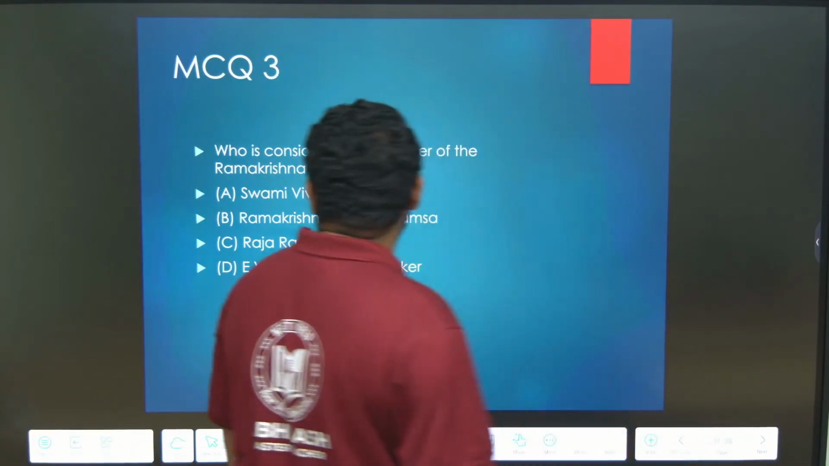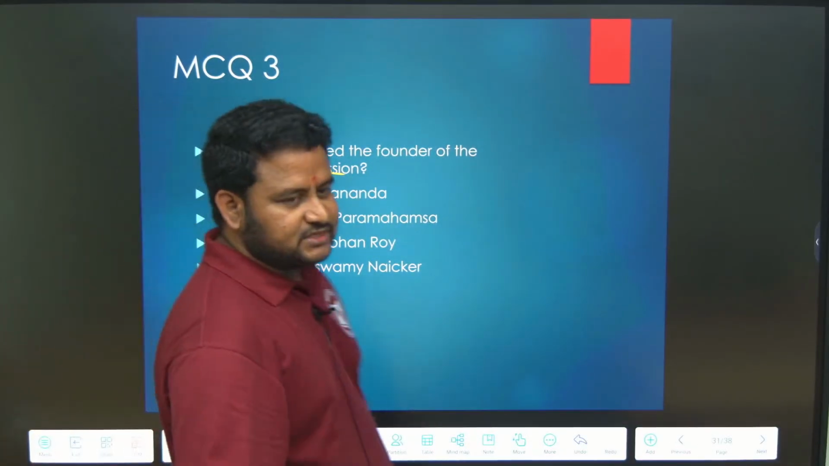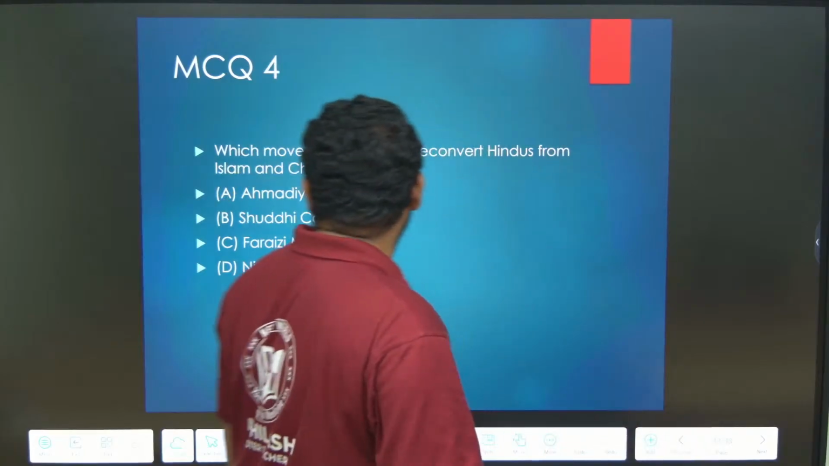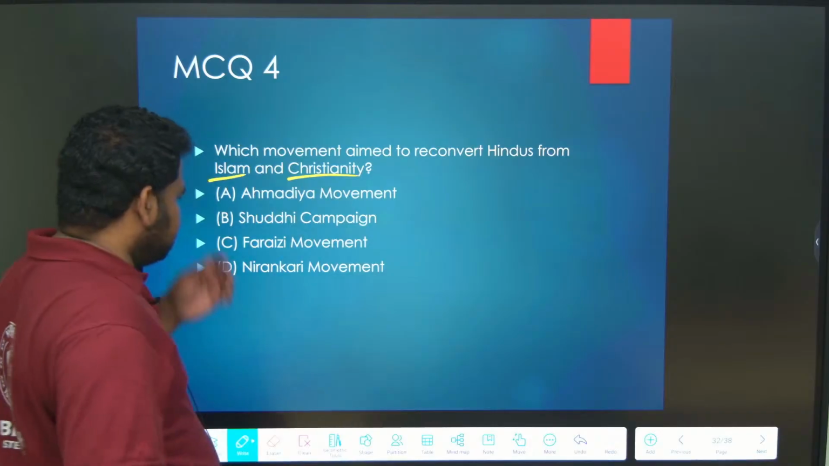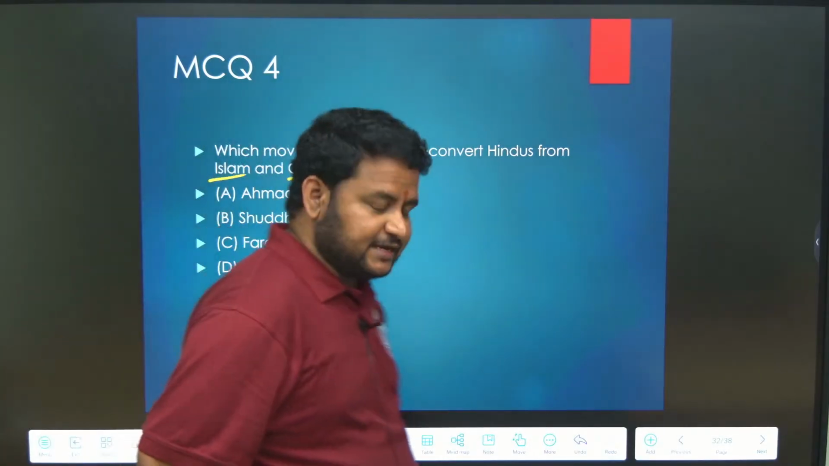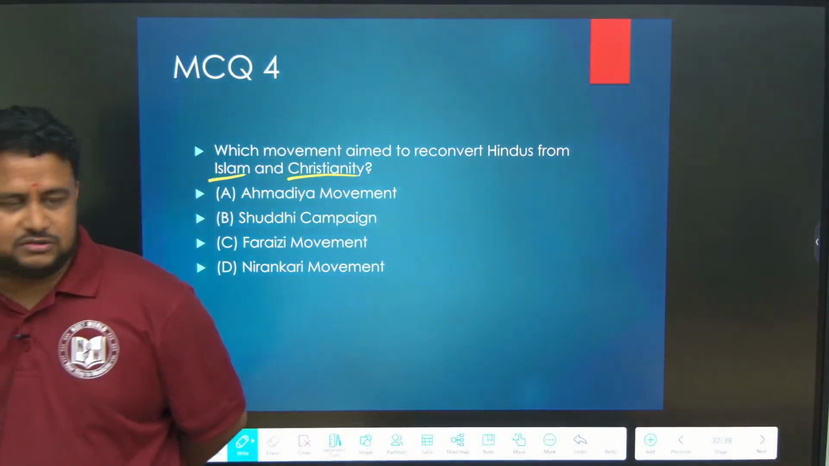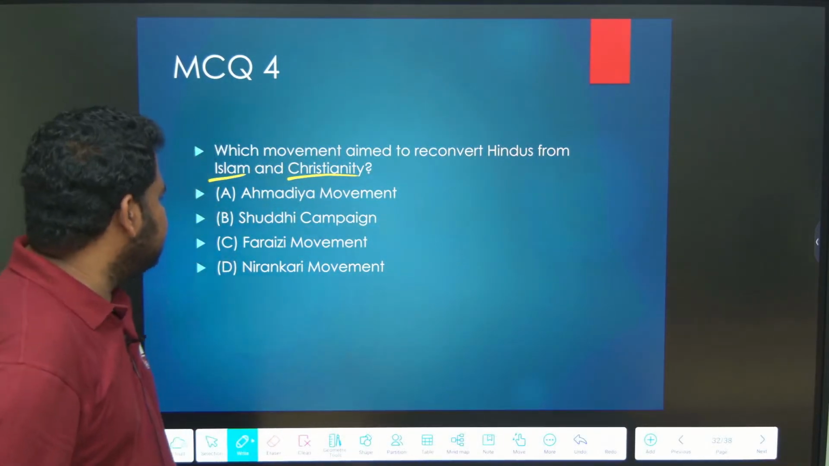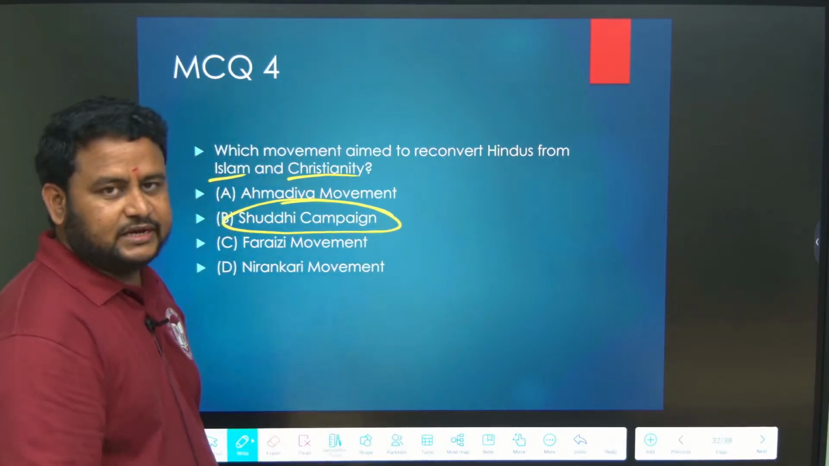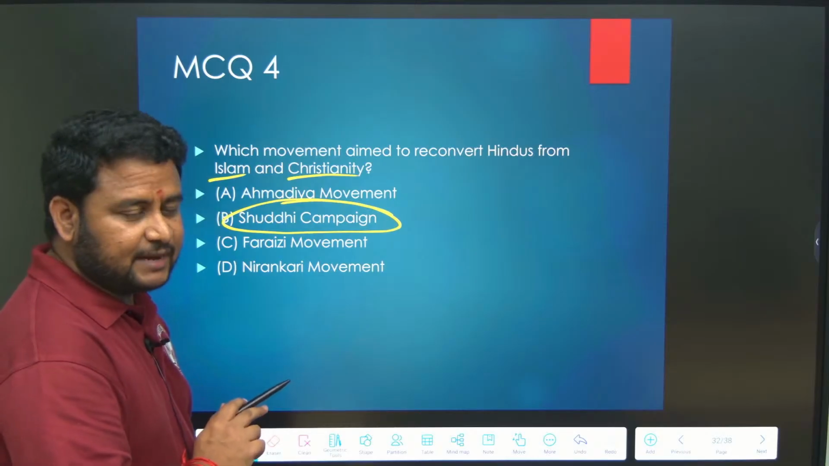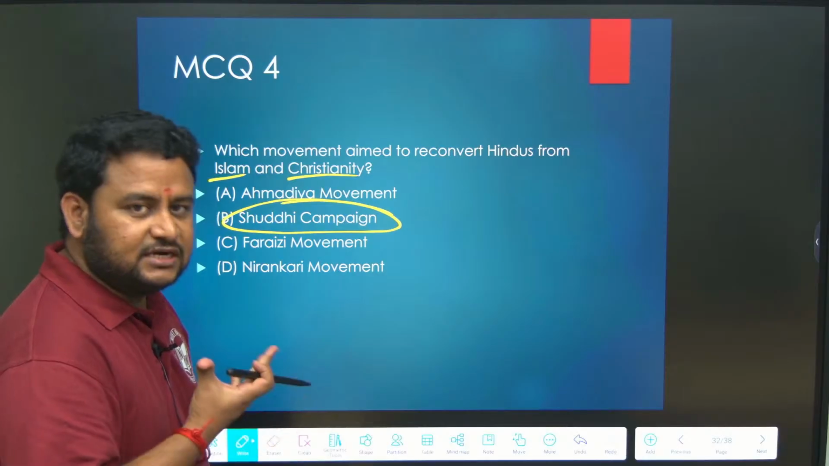Now, who is considered the founder of the Ramakrishna Mission? It is Swami Vivekananda. It's a very simple question. Now, which movement aimed to reconvert Hindus from Islam and Christianity? It was the Shuddhi campaign. The word itself says Shuddhi, that is bringing them back to our religion. That is the meaning of the Shuddhi campaign.